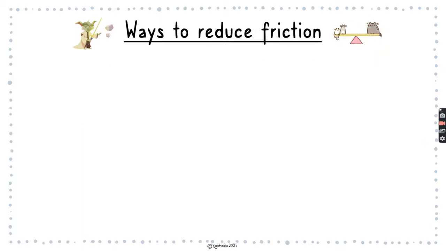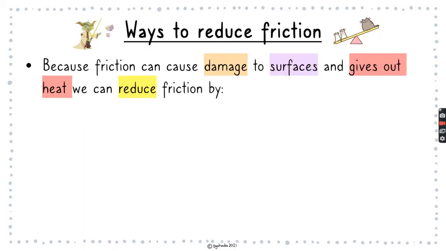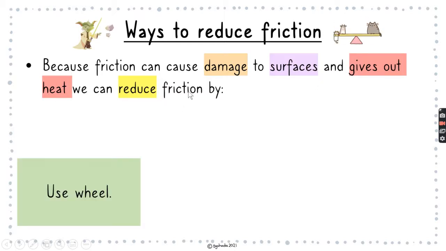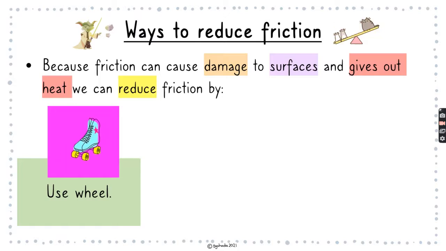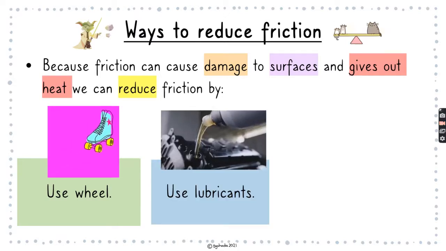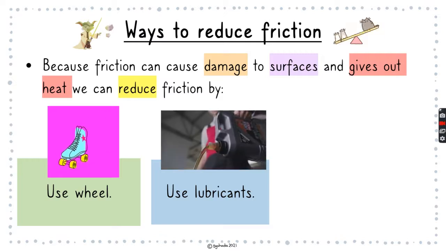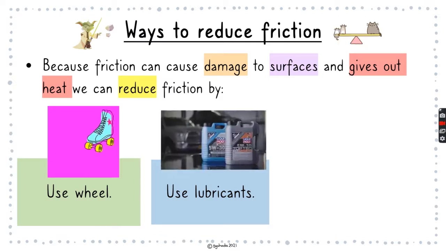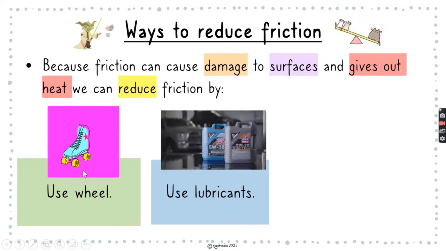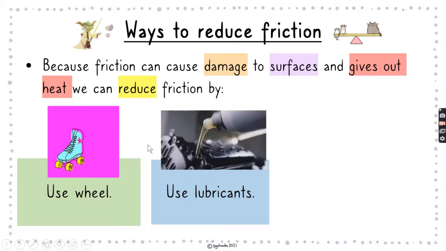So how do we reduce friction? Because friction can cause a lot of damage to surfaces and gives off a lot of heat, we can reduce friction in a few ways. Firstly, use wheels. Secondly, we can use lubricants, which help to smoothen surfaces and reduce friction that way. Wheels can reduce friction because of the smooth surface as well.